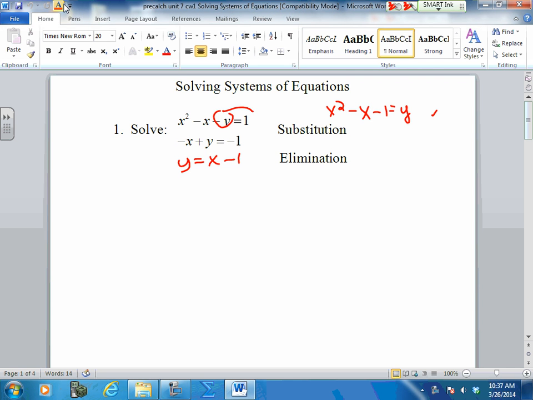If my parabola goes up here and my line goes down here anywhere, and here's my line, it could cross no times, no solutions. Now, our goal is to solve these, and we're going to solve them algebraically.